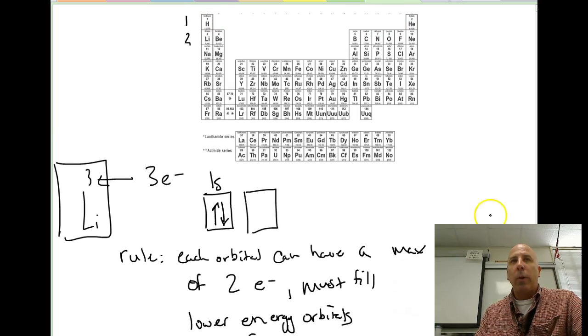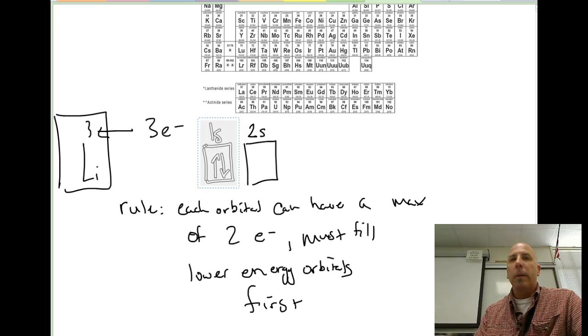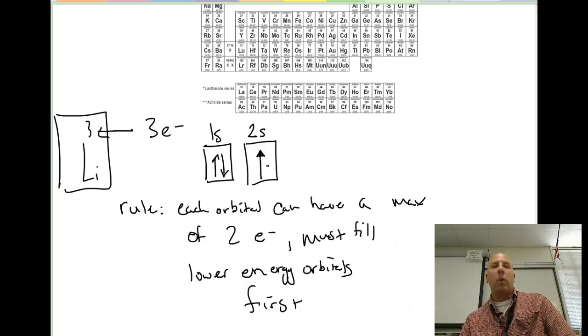rule. Now, if we go up here to lithium, we can look and see that it is in the second period, and we're still in the s block, so we're going to call this next orbital a 2s. Second period, s block, second principal quantum number 2. So we have 1 more electron to deal with, and so we're going to put 1 more electron in just like that, and there is our orbital diagram for lithium.